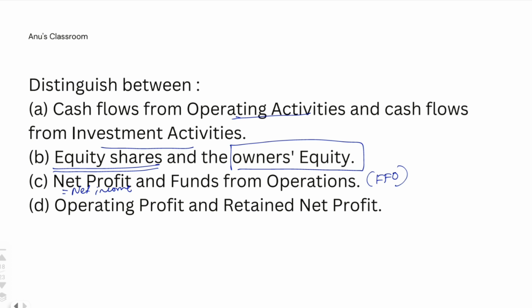The next is operating profit and retained net profit. Again, profit means revenue minus expense, right? So operating profit is the total income a company generates from sales after paying off all the operating expenses, such as rent, employee salary, equipment cost, inventory cost, all these things. Now, how is operating profit different from net profit? Operating profit does not include gain or loss from any form of interest, tax or investment, whereas net profit does.